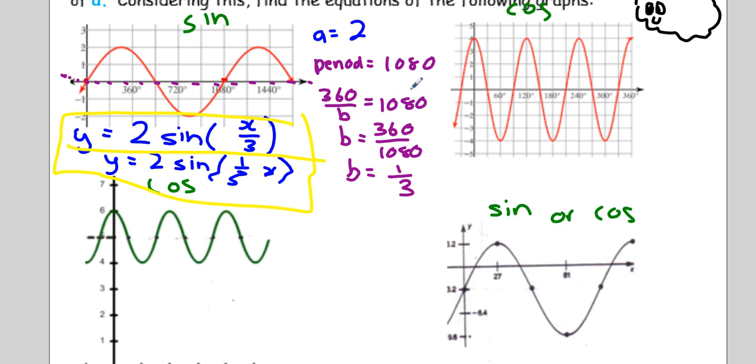And then rearrange to solve for B. You could think of it as times the B over here, divide both sides by 1080, and then you get this thing. Or some people just think of swap those two over. And then you get 1/3. So you could have written it as 2 sine 1/3 x. Or you could have written it as 2 sine x over 3, because 1/3 x is the same as x over 3. Both are just as good as each other.